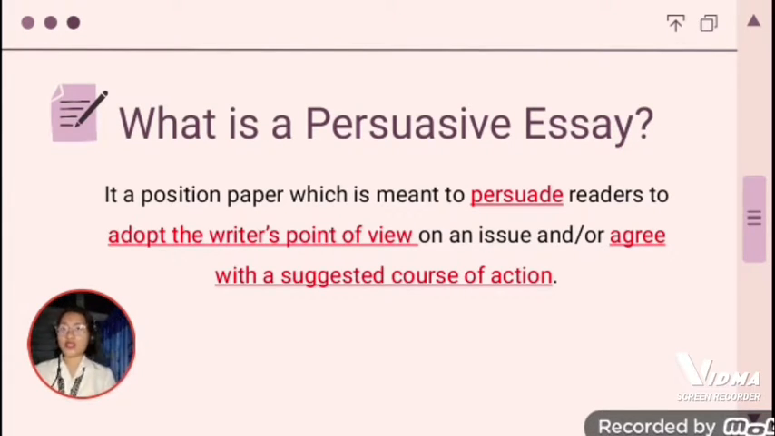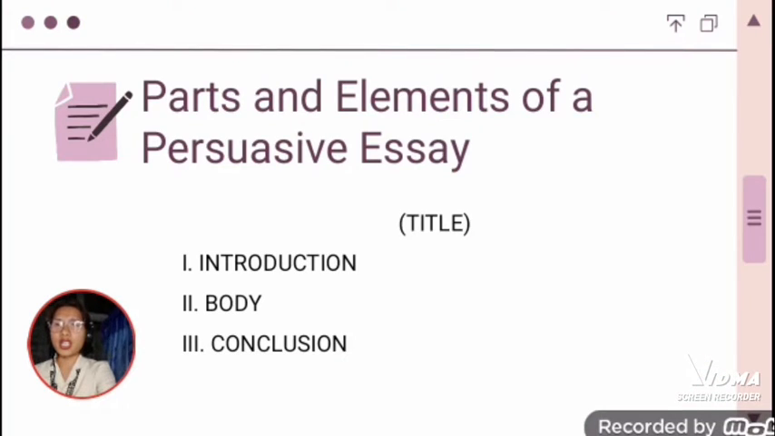So when we say persuasive essay, its main purpose is to convince the readers to agree with the writer's point of view or stand regarding a particular topic or issue, and/or encourage the readers to take a certain course of action in response to the particular topic or issue.